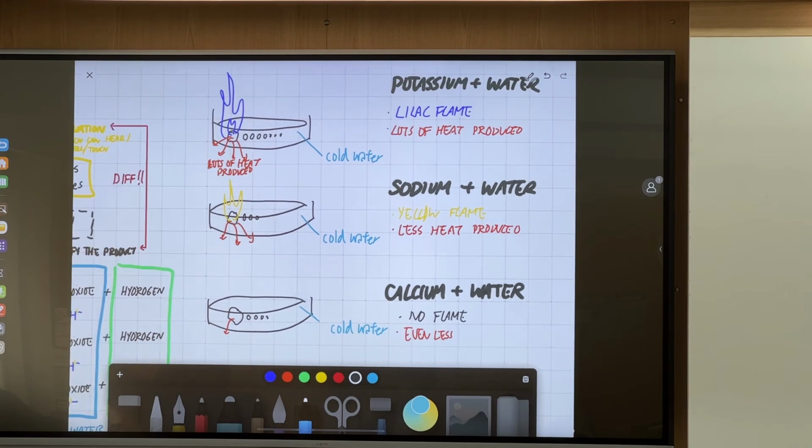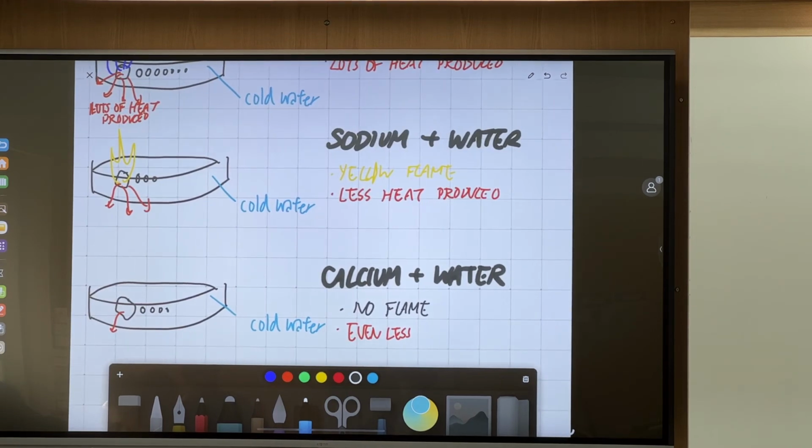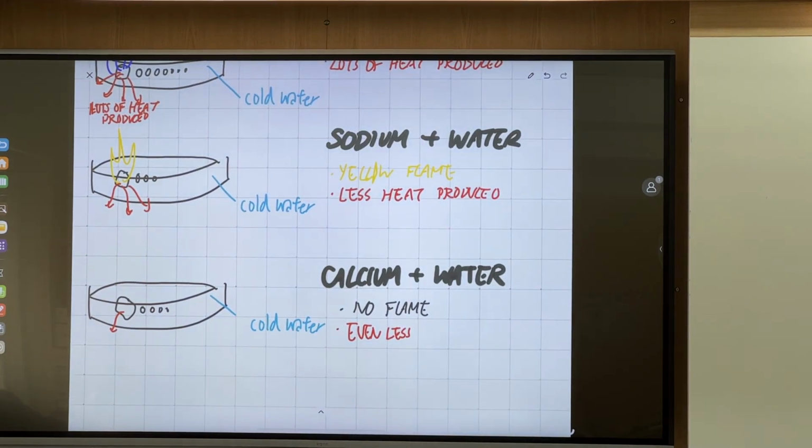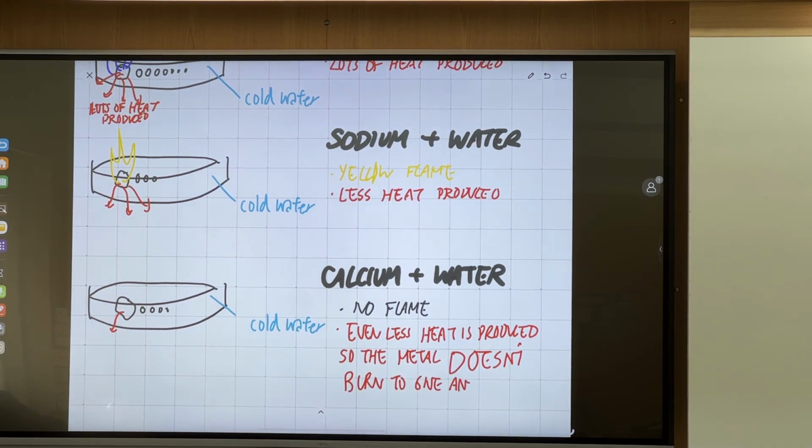In case you wonder why only potassium and sodium burn but not calcium, that's because with calcium you don't even have enough heat to burn the metal. So even less heat is produced. So the metal doesn't burn to give any flame color in this reaction.